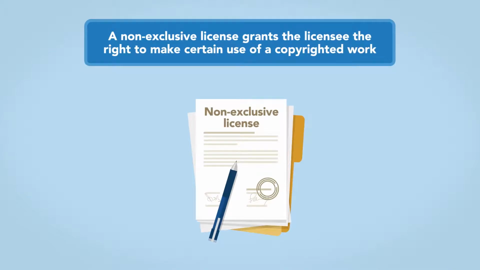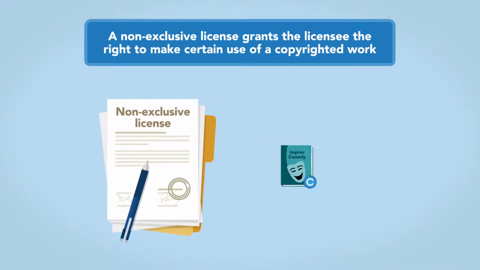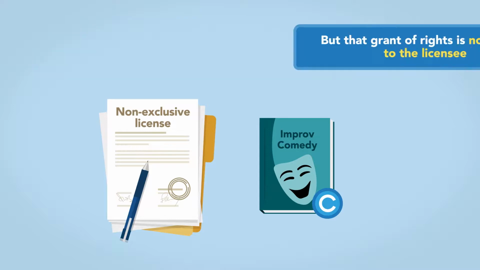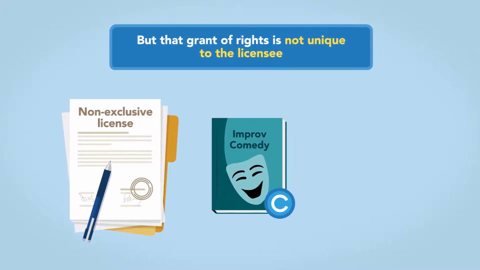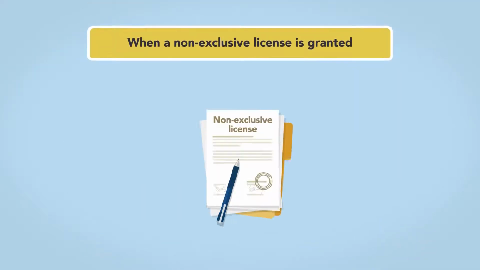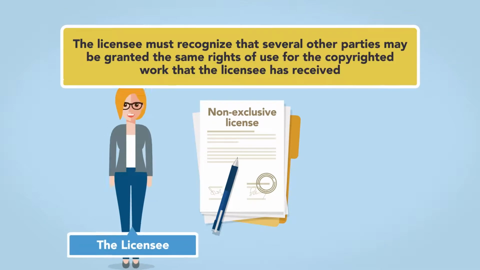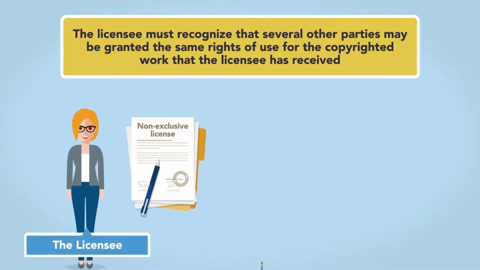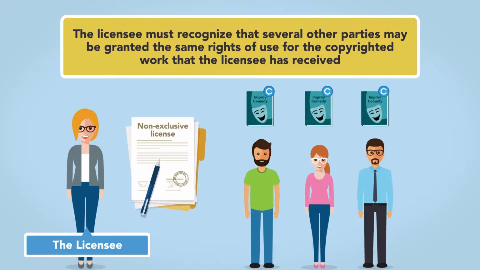On the other hand, a non-exclusive license grants the licensee the right to make certain use of a copyrighted work, but that grant of rights is not unique to the licensee. When a non-exclusive license is granted, the licensee must recognize that several other parties may be granted the same rights of use for the copyrighted work that the licensee has received.